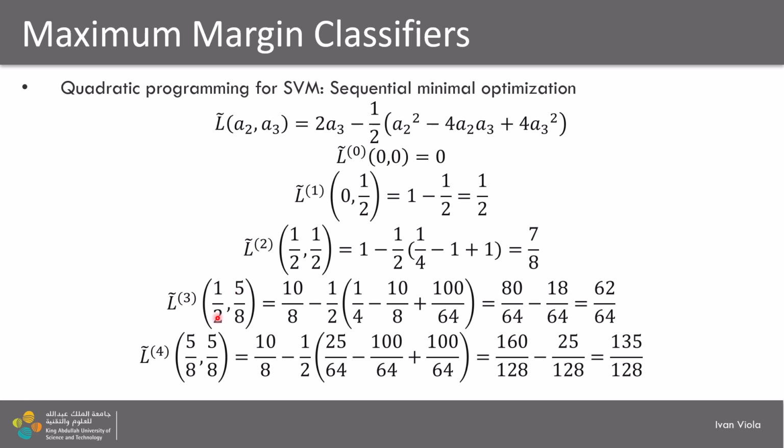And then we have the L3, the third iteration, where we have changed the A3 to 5/8, and we can see that the value has changed. This is close to 1, but this is even closer to 1, 62 divided by 64. And finally, in the fourth iteration, where both are 5/8, we can see that the value is even increasing, and it's slightly above the value 1. And at this point, the optimization stops. This is the highest value the Lagrangian formula can obtain.